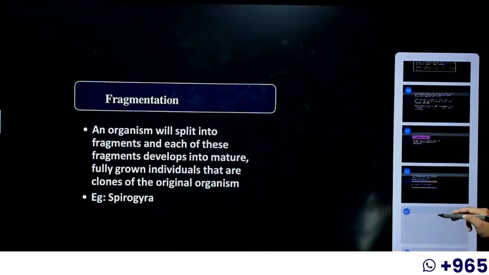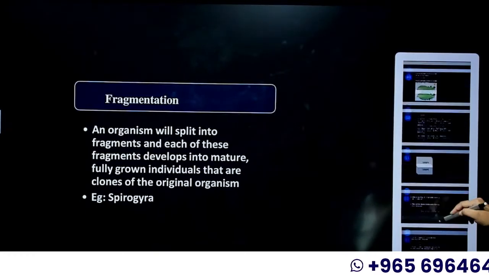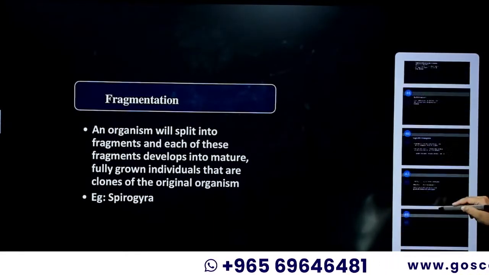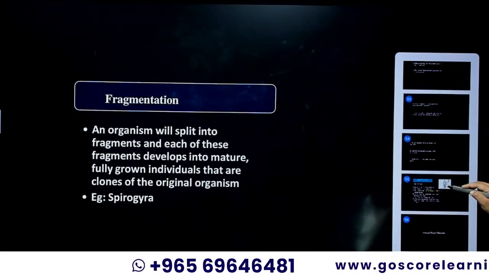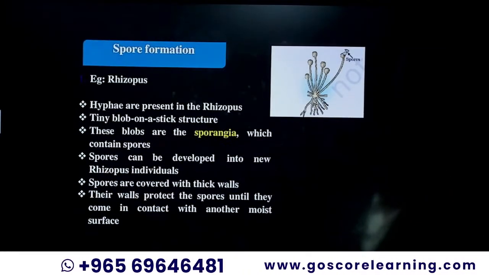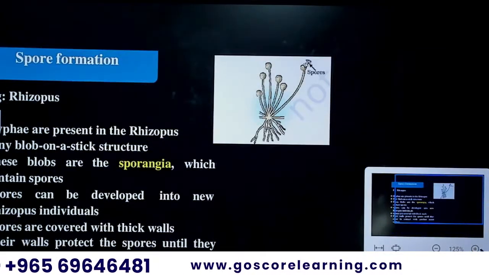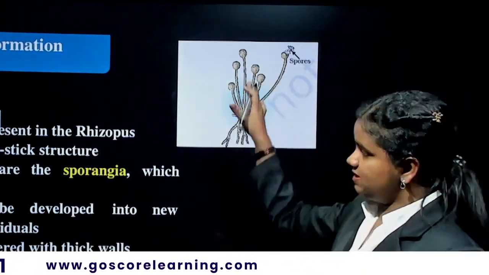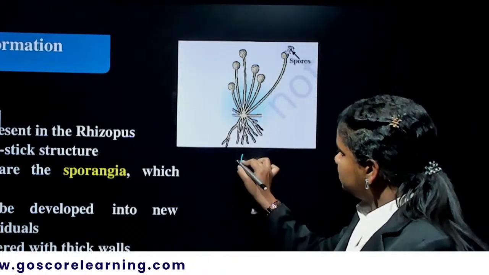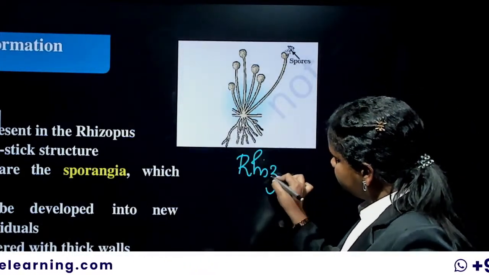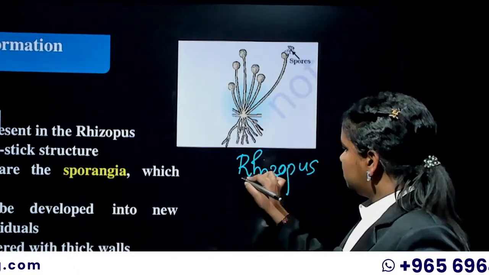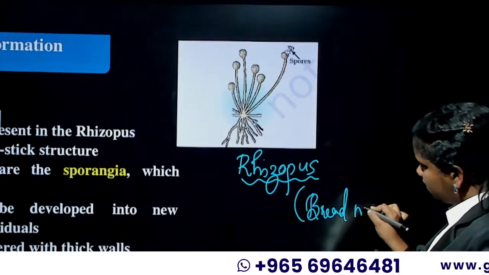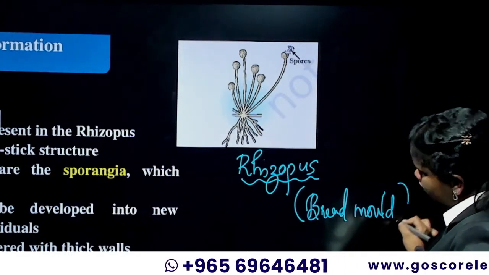Okay, so this is the sporangia they are talking about. This is the same diagram taken from your reader. See, this is a fungus called Rhizopus. So this is also called a bread mold. You might have heard about it. This is an organism called Rhizopus or bread mold.